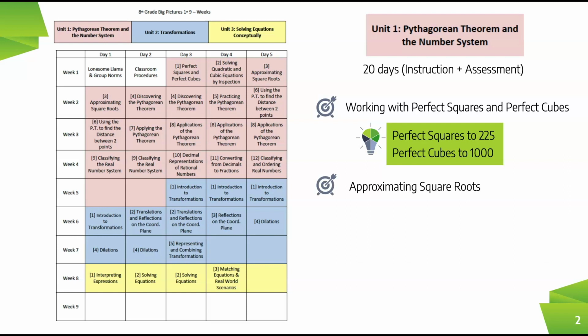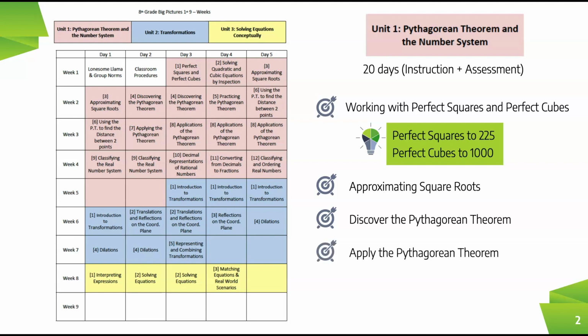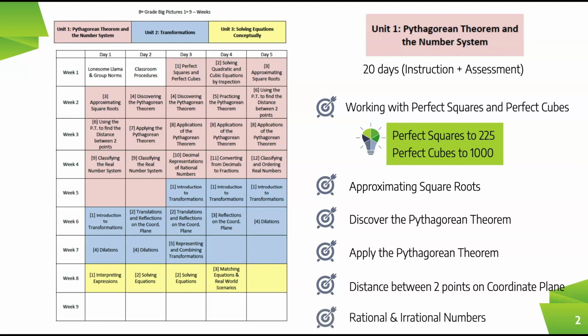We then move to approximating square roots. This will be done both geometrically as well as on a number line. Students will then discover the Pythagorean theorem, apply the Pythagorean theorem, and find the distance between 2 points on a coordinate plane. We are not teaching the distance formula. Students will apply the Pythagorean theorem to the coordinate plane. The unit ends with a distinction between rational and irrational numbers.